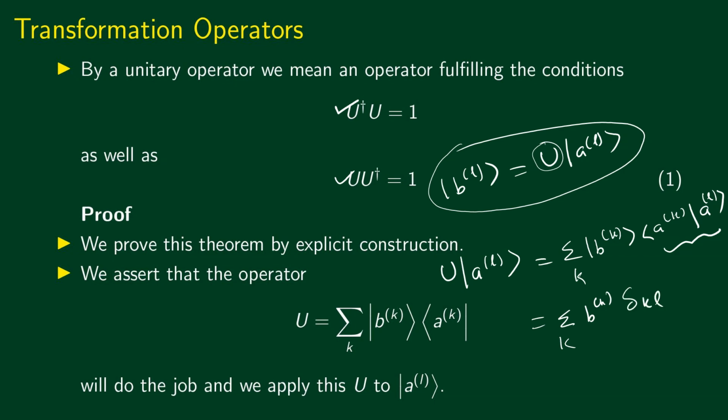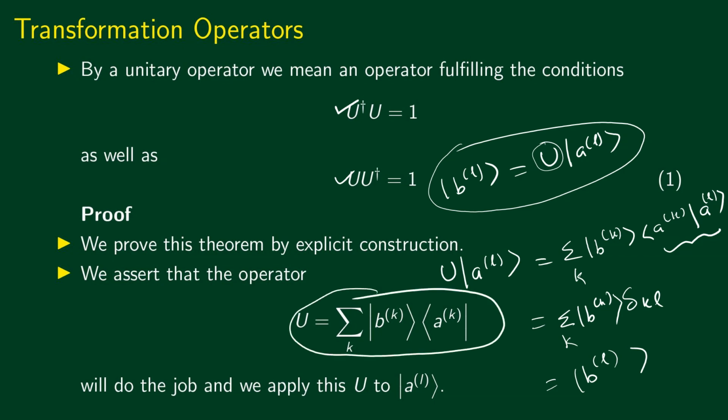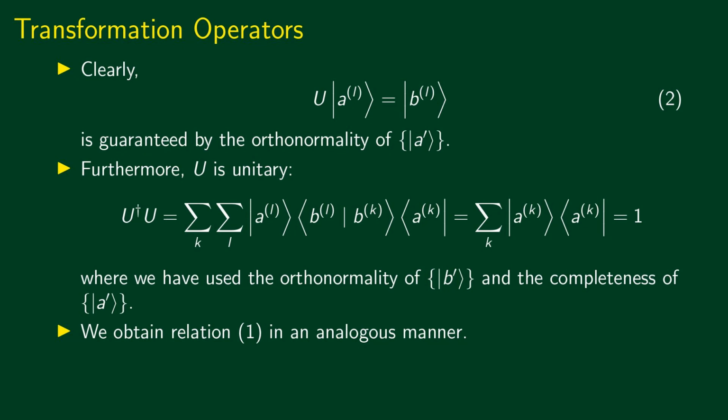Now if I sum over k, there's a delta kl here. The only term that survives is the term for which k is equal to l. So I get ket Bl. Sorry, I missed this ket here. So this is ket Bl. So we actually found the operator that takes ket Al to ket Bl. If we can construct such an operator, we have proven that the operator exists. Now we have to show that this is actually unitary. We need to check for unitarity.